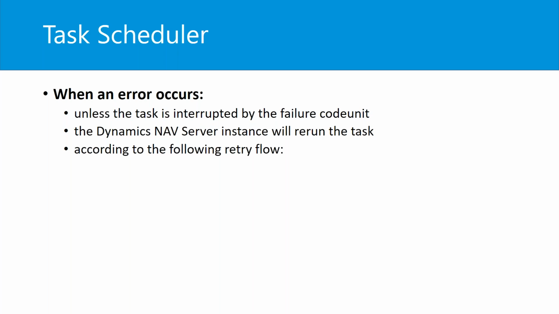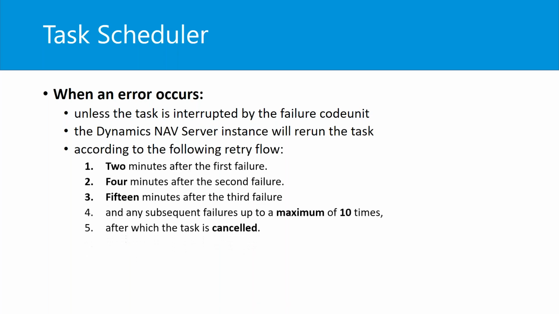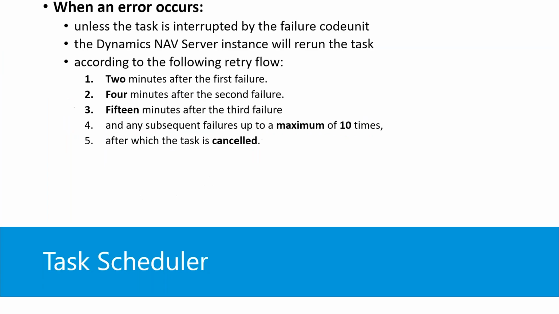If there is an error, unless the task is interrupted by the failure code unit, so the task is caught, the service instance will rerun the task. There is a retry flow. I don't know why it's decided like this, but basically 2 minutes after the first failure, 4 minutes after the second failure, 15 minutes after the third failure, and subsequently up to a maximum of 10 times, after which the task is cancelled. So that's how it works.